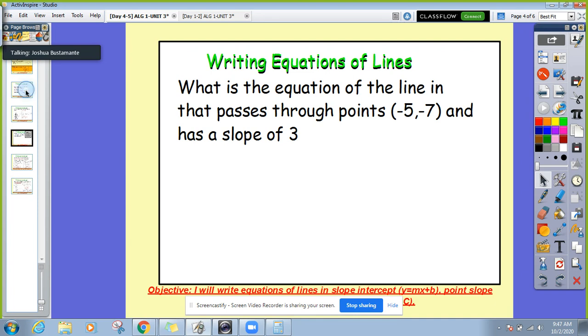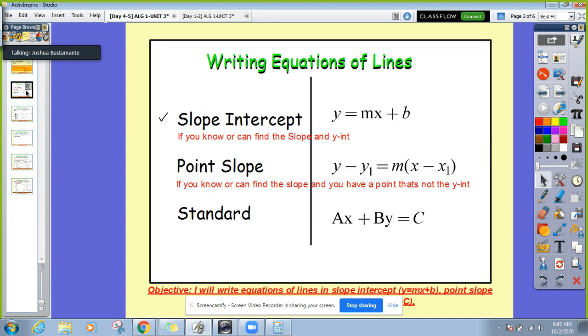So if we go back to our three equations, we definitely can't use the slope-intercept form this time because I'm not given the y-intercept. Instead, the template I want to use, and it's the safest template to use all the time, is point slope. The reason we can use point slope is because we can find the slope where it's given, and we have a point, but that point is not the y-intercept.